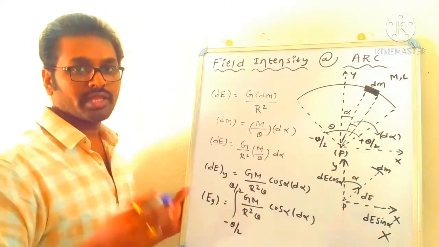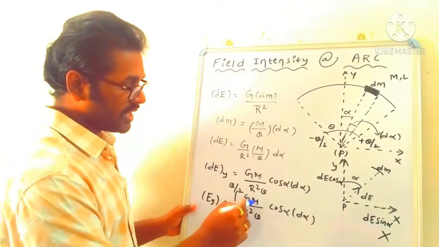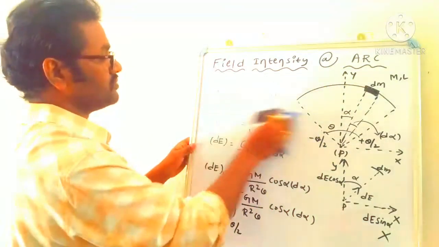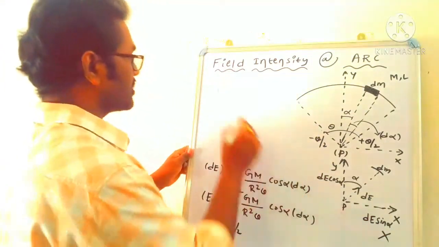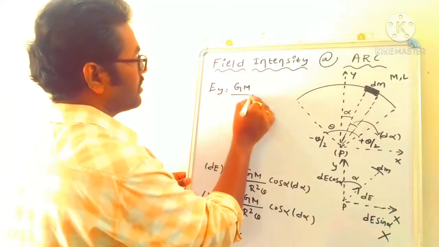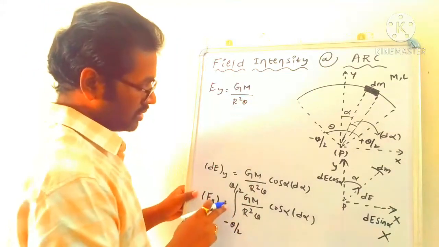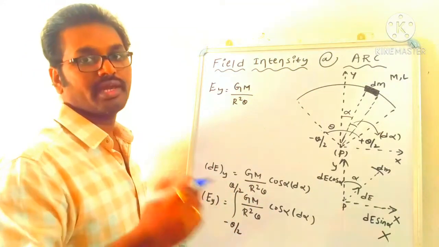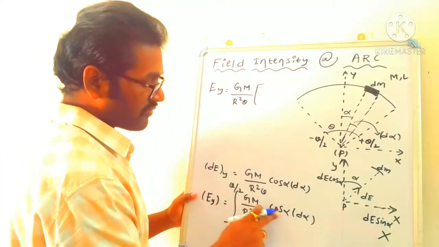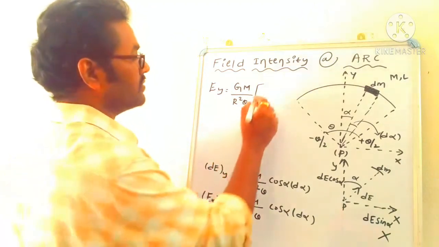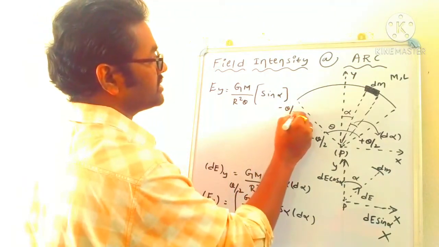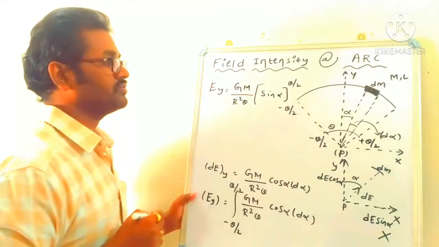And in this expression, the constant values are taken out. So Gm by r square theta is constant, and you can write it outside the integration. So Ey is equal to Gm by r square theta times the integral of cos alpha d alpha. How much is it? The integration of cos alpha is sin alpha, with the limits minus theta by 2 to plus theta by 2.